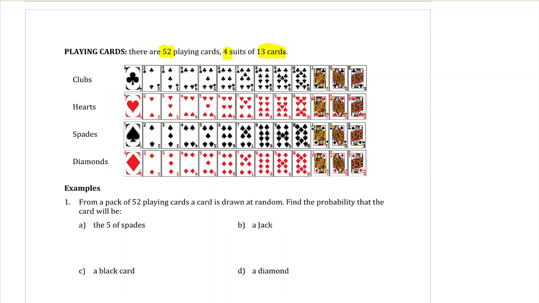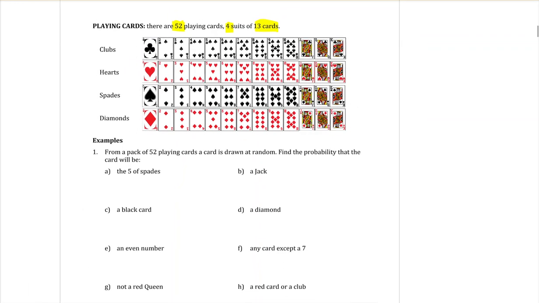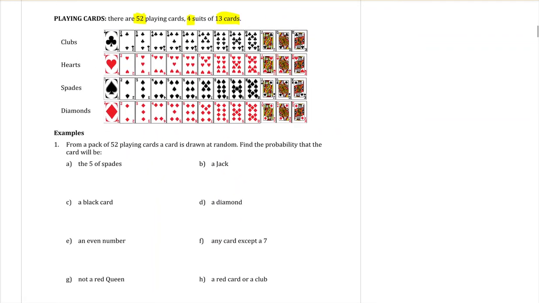Alright, so from the cards we want to find some probabilities. Question 1. From a pack of 52 playing cards, a card is drawn at random. Find the probability that the card will be the 5 of spades. So the 5 of spades is very specific. It is one specific card out of the whole deck, so it would be a probability of 1 out of 52.